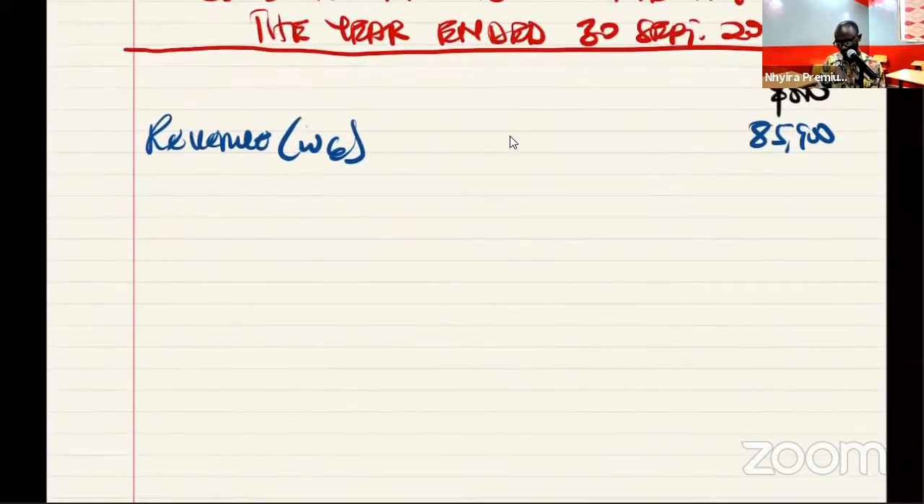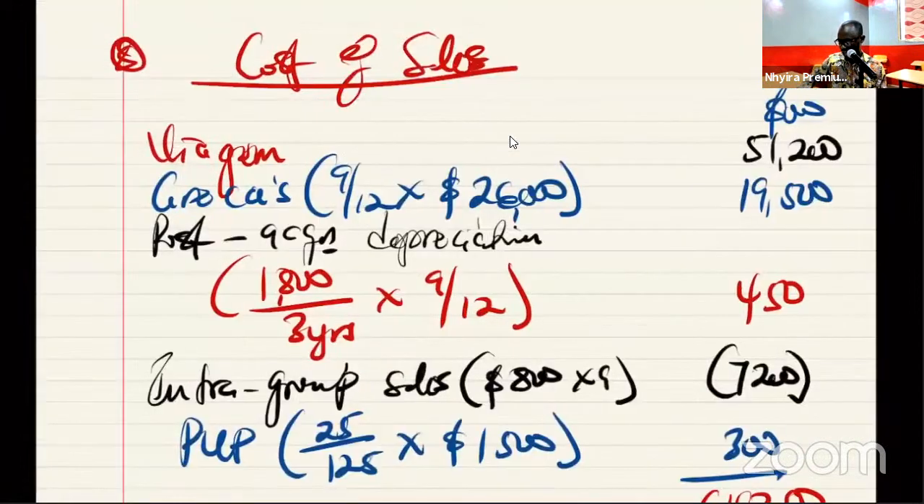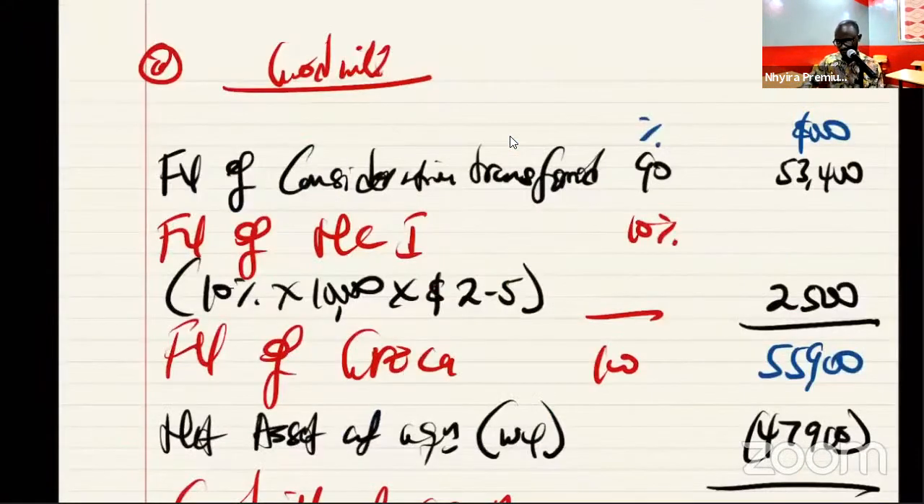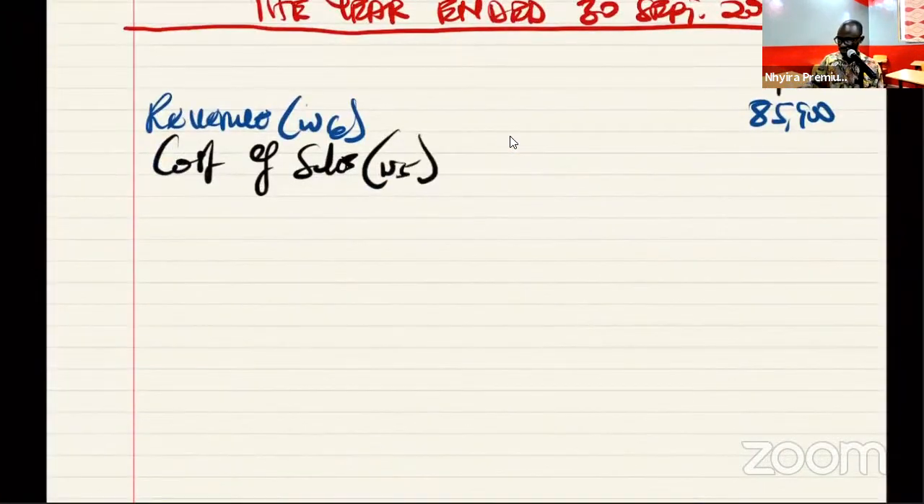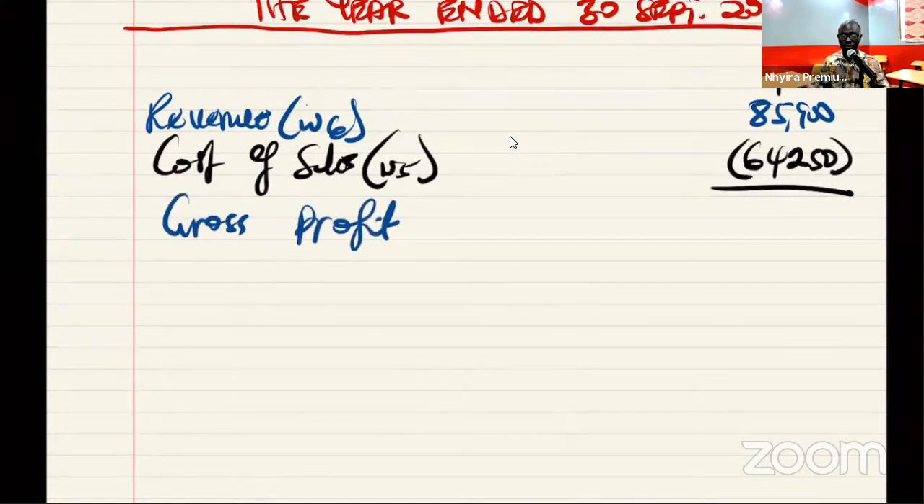Then cost of sales. We did a workings for that also. Workings 5, 64,250. So you see how clean my financial statement is already starting to look. We less that, and that is going to give us the gross profit. So when we punch that out, our gross profit will be 21,650.